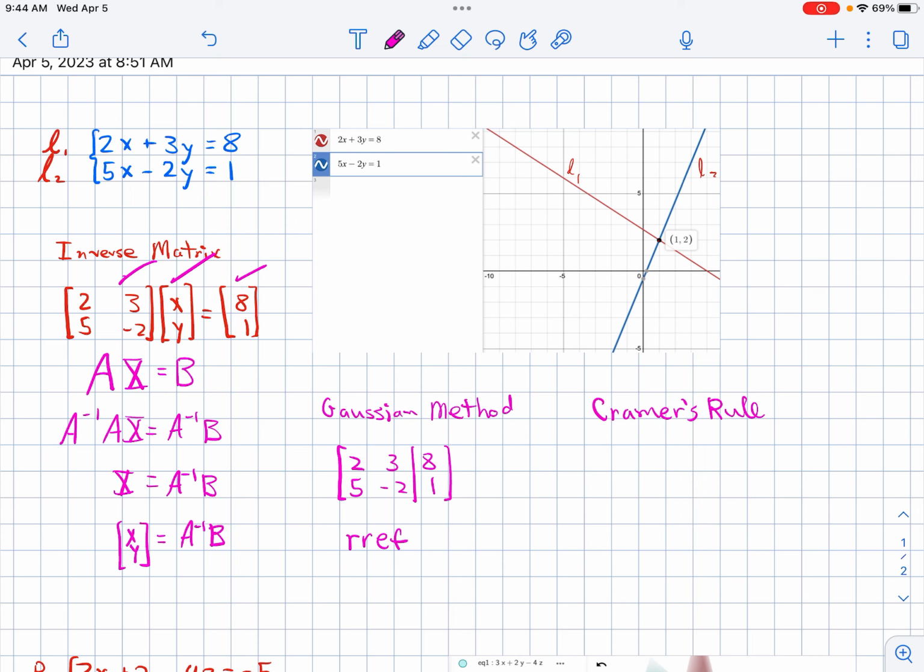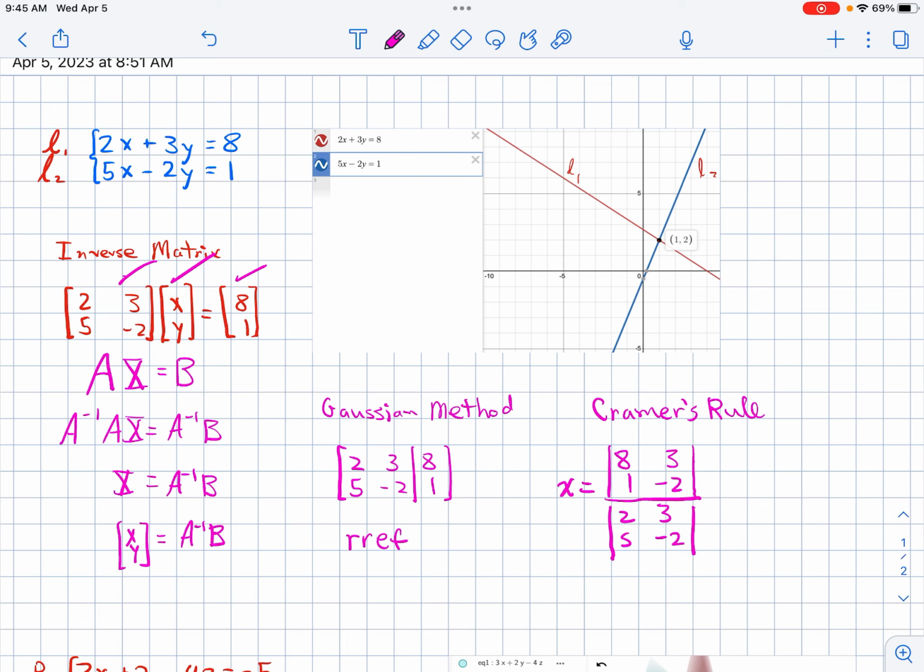Okay? And Cramer's rule tells us this. We can say, I want x equals, okay, so if we're solving for x, here's what happens. In place of the x coefficients, we put whatever's on the other side. 8, 1, and then we have 3, negative 2 here. And on the bottom, I just put the coefficients, 2, 5, 3, negative 2.